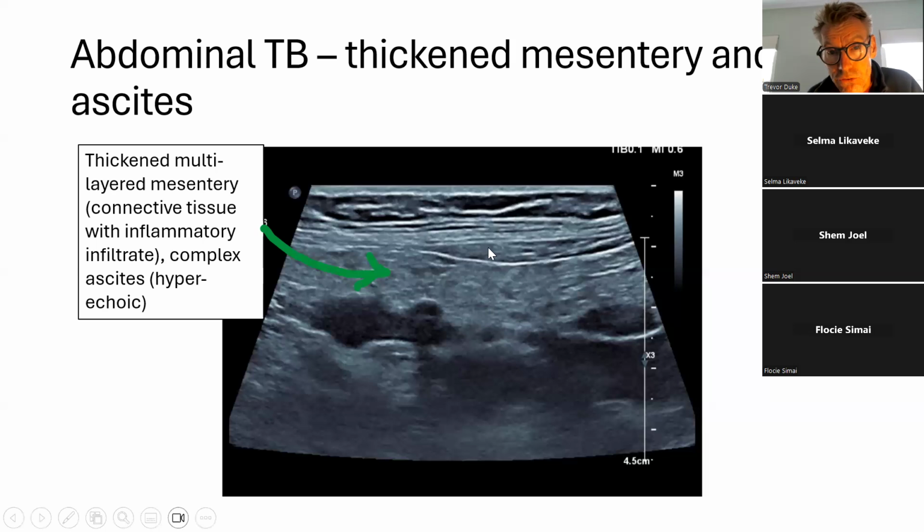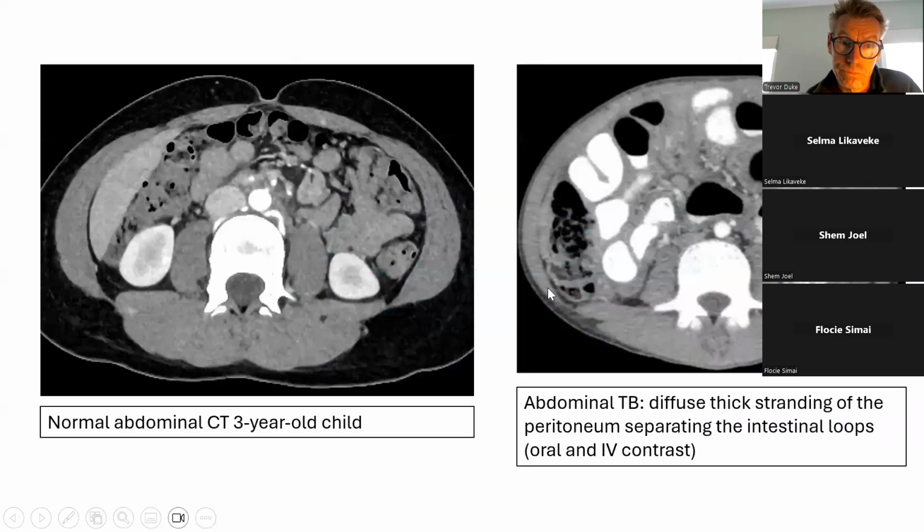So here you see this is sort of normal muscle, but below that you can see how thick the omentum is, and multiple layers of thickened multi-echogenic structures.